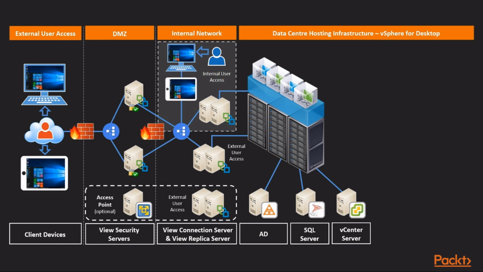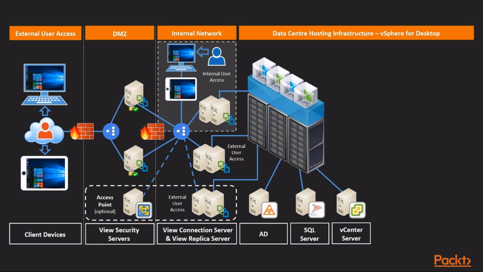An alternative to using the security servers is the new access point appliance. The access point doesn't require pairing with a connection server, so is easily scalable. It works in exactly the same way, however. An external end user launches the Horizon client or browser on their endpoint device and connects to the access point. They are then connected to the internal network once authenticated and then onto the connection servers, and finally they are connected to their virtual desktop machine.